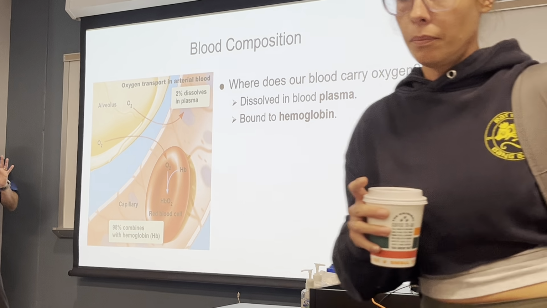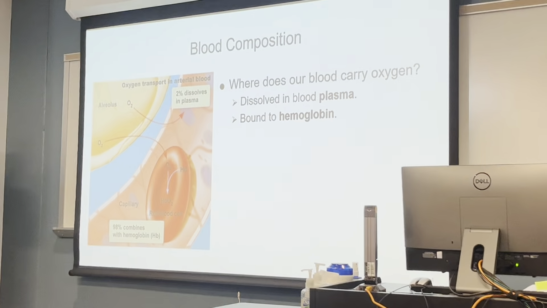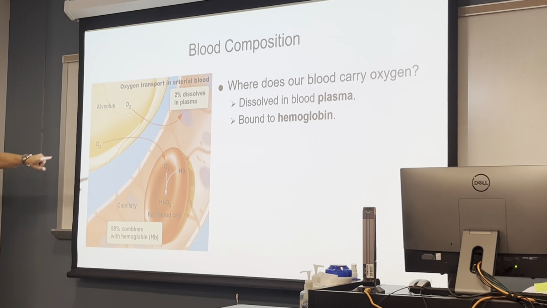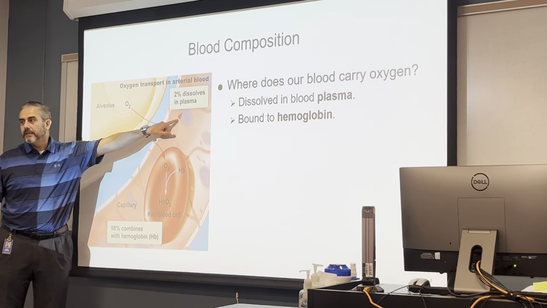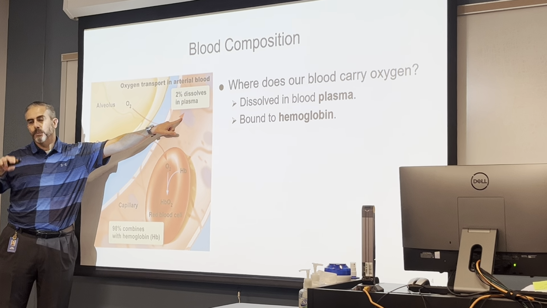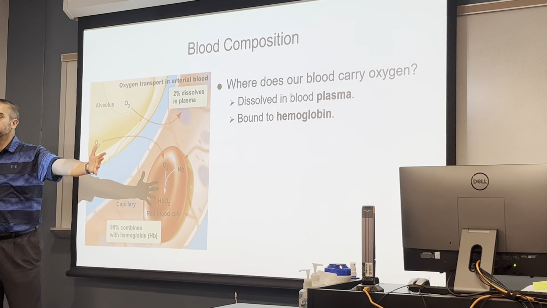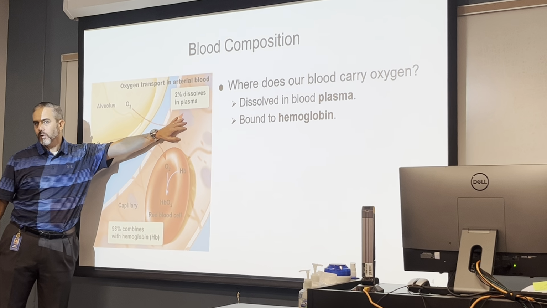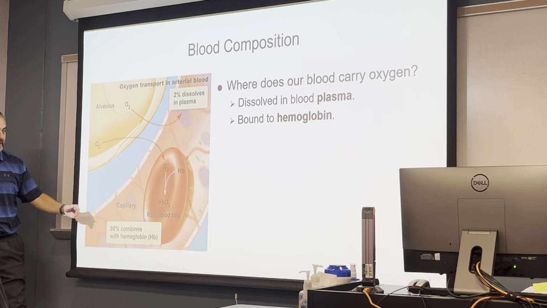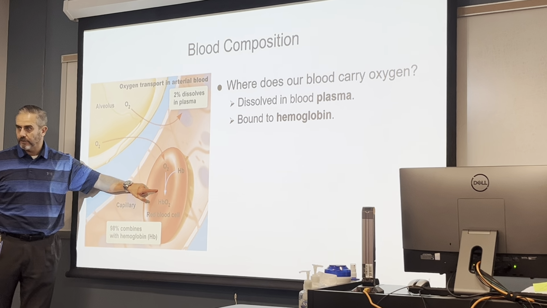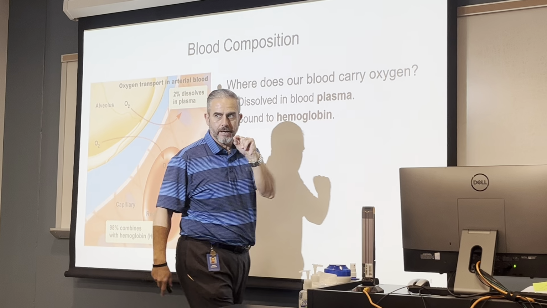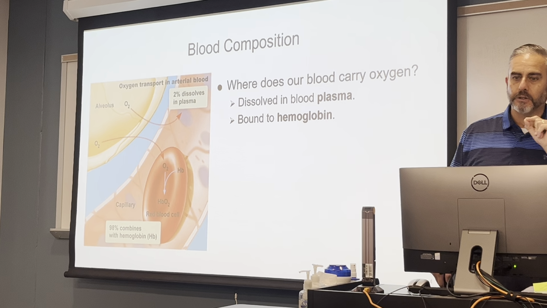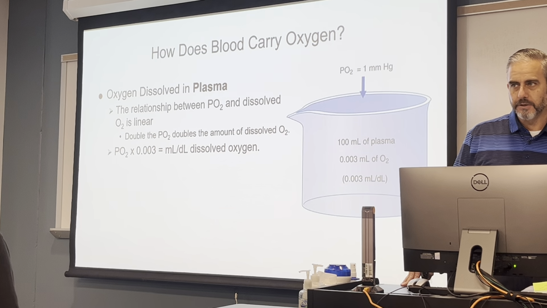When we look at the breakdown between how much oxygen is in the plasma versus how much is with the hemoglobin, a very small amount of it gets dissolved in plasma. Only about 2% of all the oxygen you're carrying right now is dissolved in your blood plasma, whereas the remaining 98% is bound directly to hemoglobin. And that's important. So most of the oxygen you are carrying in your bloodstream right now is bound to hemoglobin. All right, so let's go over both of those.